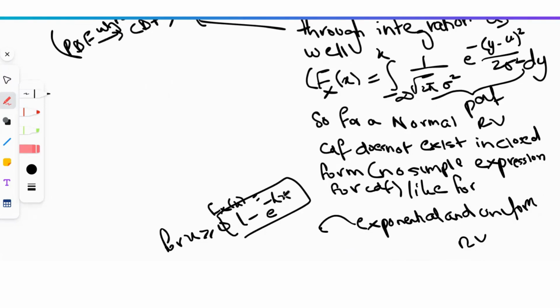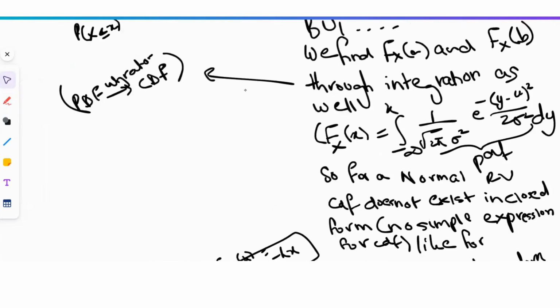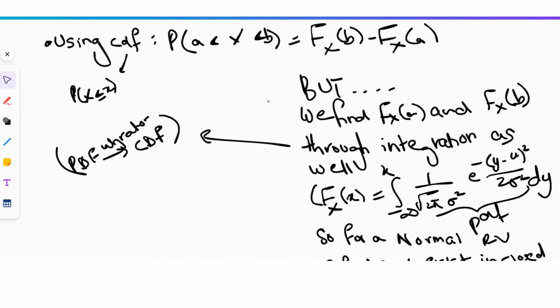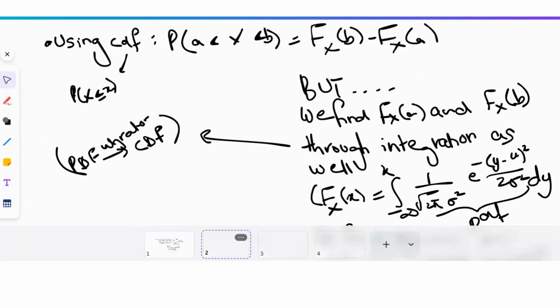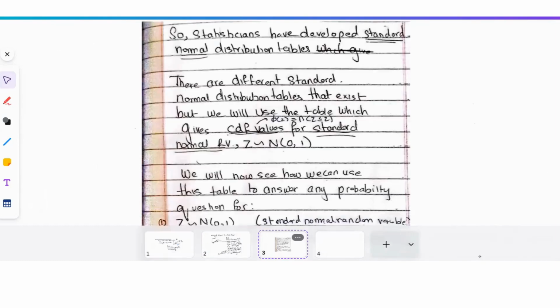When you plug in any value of small x over here, you get, for example, F_X(a) is 1 minus e to the minus lambda a, and I can find F_X(b) as 1 minus e to the minus lambda b. But you don't have a simple expression like this for the CDF of a normal random variable, because again, we can't integrate the PDF directly. As a result, we cannot find a simple expression for the CDF. Typically, when we find probabilities for continuous random variables, we can use either the PDF or CDF, but that does not work for a normal random variable because we can't integrate its PDF directly, which also means we do not have a simple expression for the CDF.